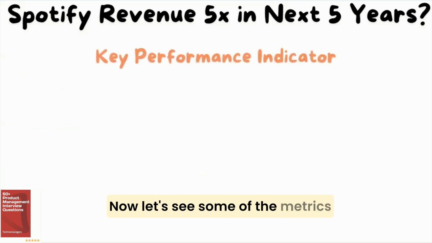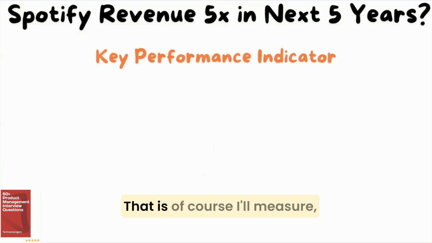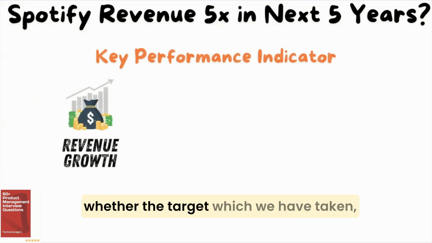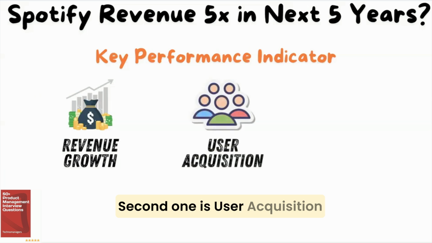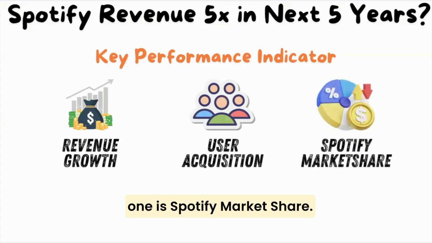Now let's see some of the metrics which I will be tracking. These are not feature-level metrics. Of course, I'll measure those, but these are Uber-level metrics to see whether we are on track to reach the 5x revenue. The first metric which I'll track is revenue growth, whether we are reaching the target which we have taken or not. The second one is user acquisition from these interventions, and the next one is Spotify market share. Right? These are some of the metrics which I'll track to see whether we are on track to reach the 5x revenue in the next 5 years.